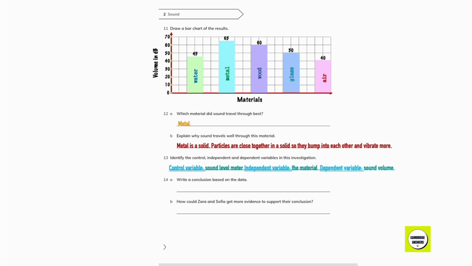Write a conclusion based on the data. Sound travels best through solids, especially metals, and worse through air. How could Zara and Sophia get more evidence to support this conclusion? Test more solids, liquids, and gases to get more data.